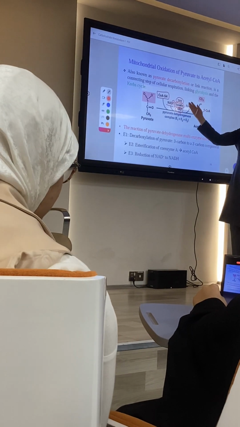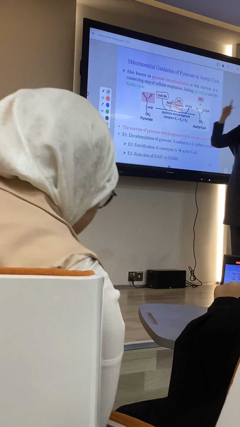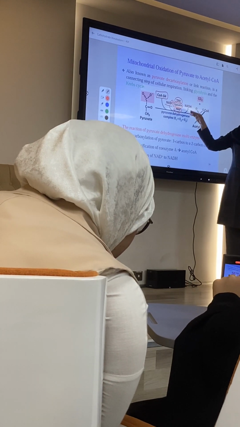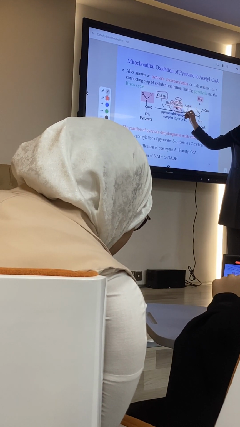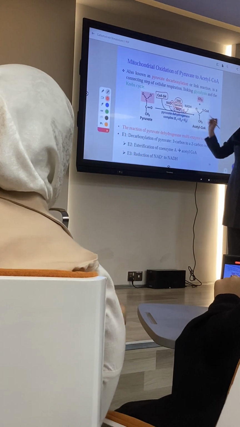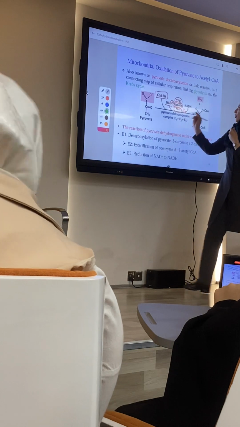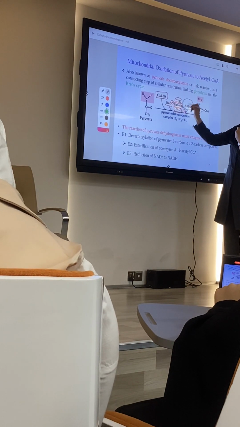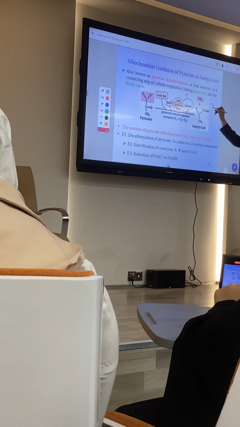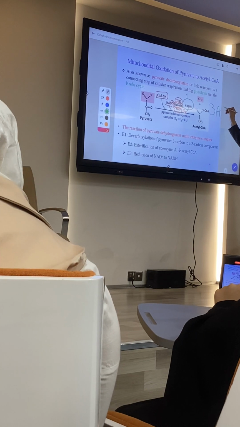Okay? Please pay attention to this point. And thiamine pyrophosphate, what is thiamine? B1. And lipoic acid is another factor. FAD is actually derived from vitamin B2. And what is the net energy product? 1 NADH, considered as 3 ATP.